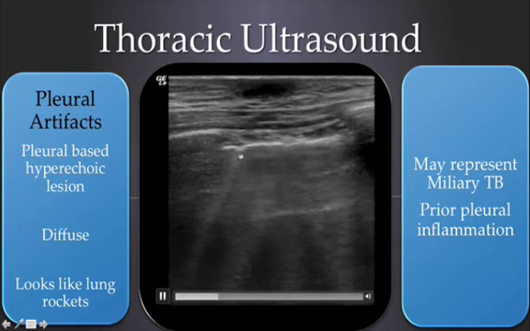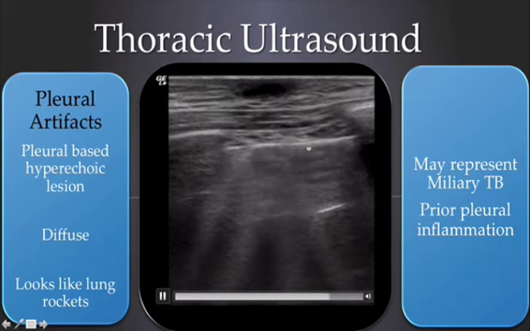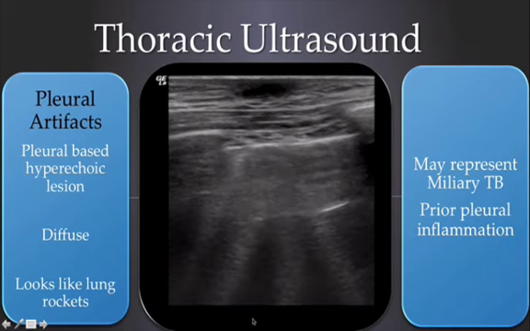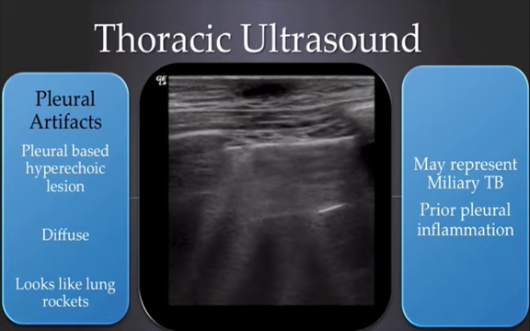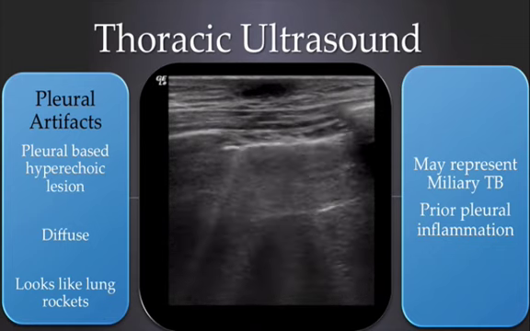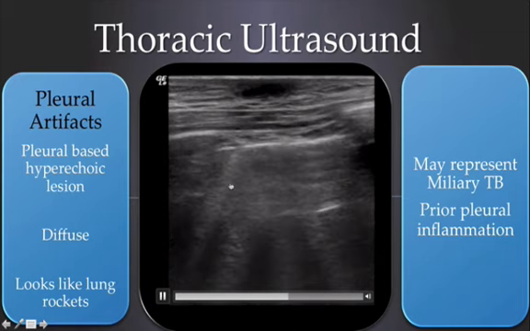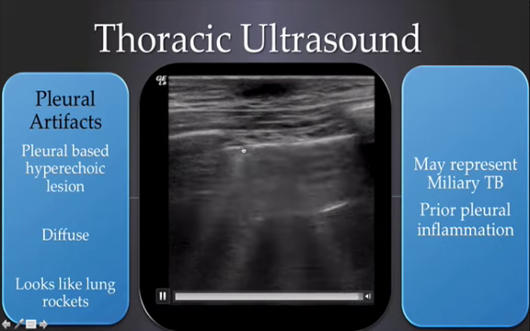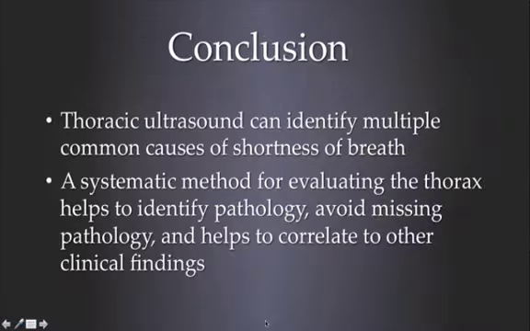This is called the trident sign. It looks like an upside down trident. And this is due to echogenic foci on the pleura itself. There are several things that can cause this. It can be seen with miliary TB. It can also be seen with prior pleural inflammation. These do look like lung rockets and they can be confusing, but generally lung rockets are vertical lines that start at the pleura and go off the screen. These are at an angle and multiple, going to a single focus or point on the pleura. That's how you can tell the difference.